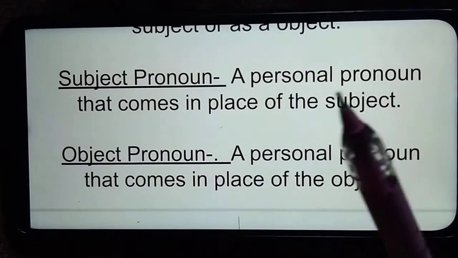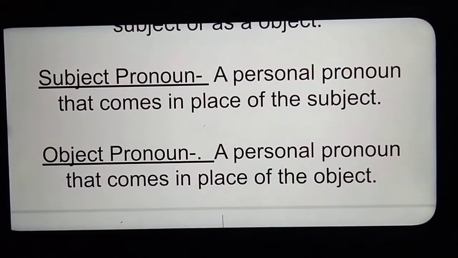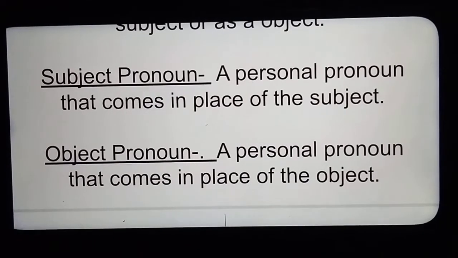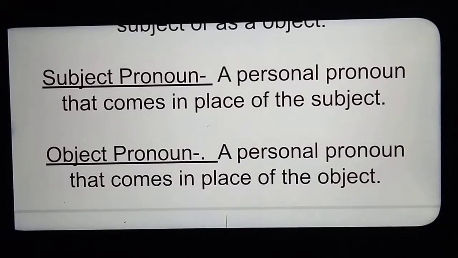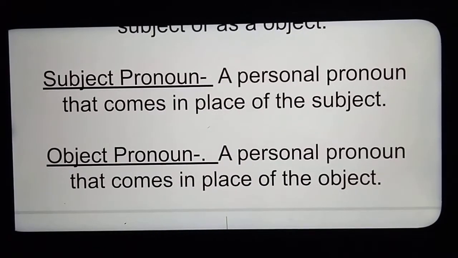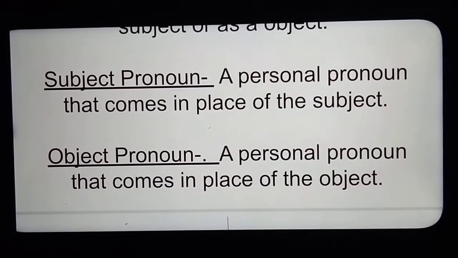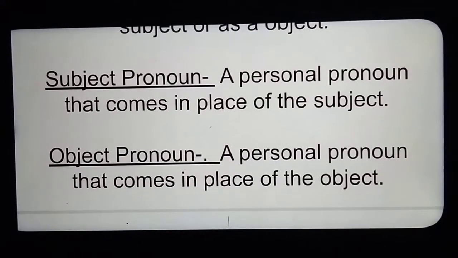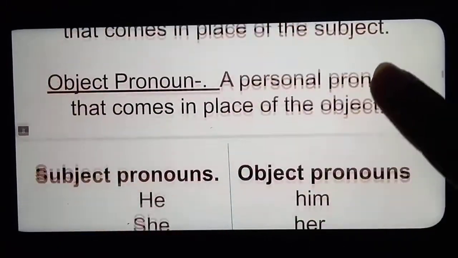These personal pronouns can be used as subject or they can be used as object. A personal pronoun that comes in place of the subject, or we can say a personal pronoun that is used as a subject, is known as subject pronoun, and a personal pronoun that comes in the place of the object, or you can say a personal pronoun that can be used as an object, is known as object pronoun.